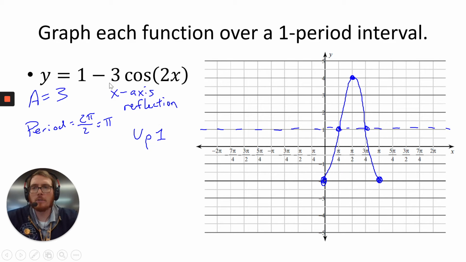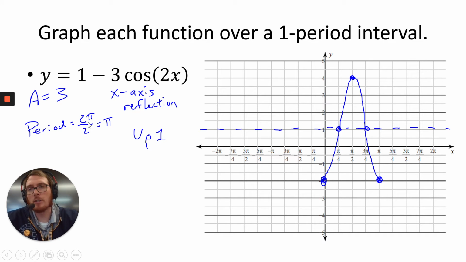The next one has an amplitude of 3 because the number in front of cosine is 3. It's also a negative 3, so there's an x-axis reflection, which means instead of going in the upward direction first, instead of being above the equilibrium first, it's going to start downward or below and work its way up. So it's a cosine graph flipped around.